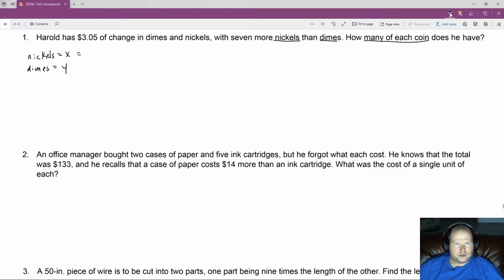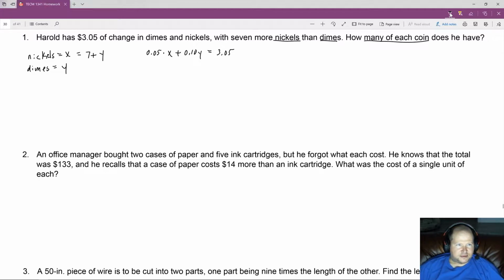Now, what else do we know? We have 7 more nickels than dimes, so 7 more than dimes, dimes being Y. Okay, now what else do we know? We know that we have $3.05. How do we find out? Well, a nickel's worth 5 cents, so it's $0.05 times the number of nickels plus the value of dimes, which is 10 cents, so 0.10 times dimes. Dimes are Y in this case. And then that's equal to $3.05.